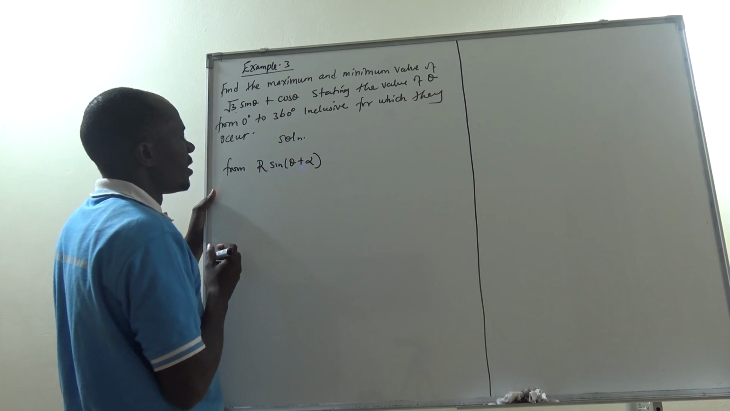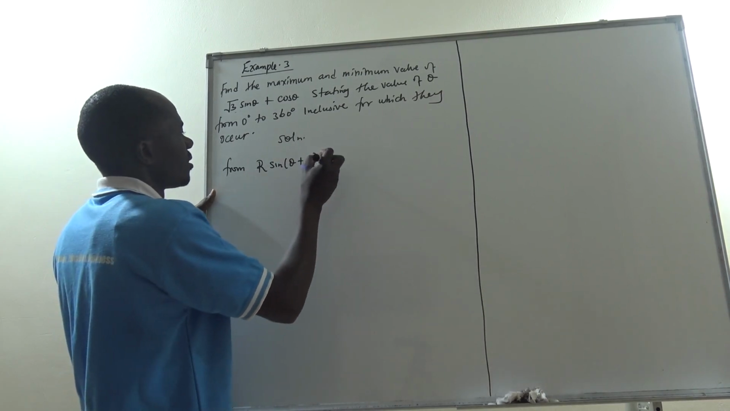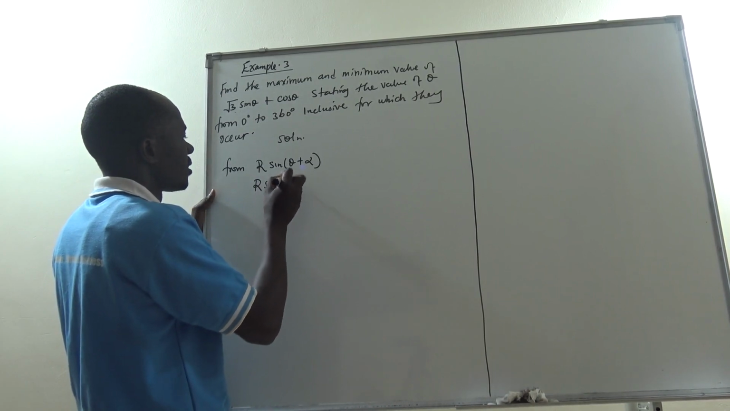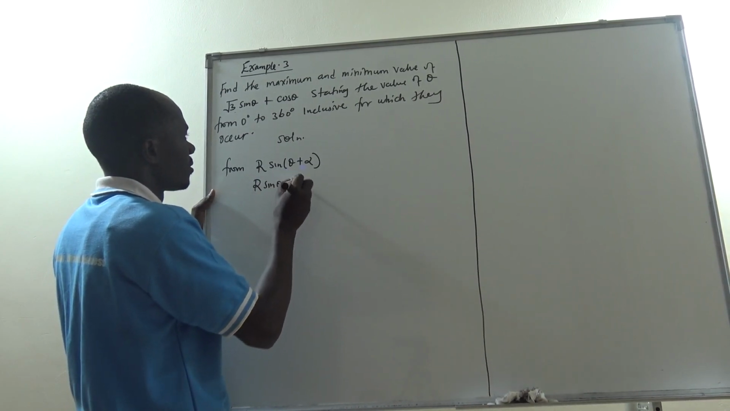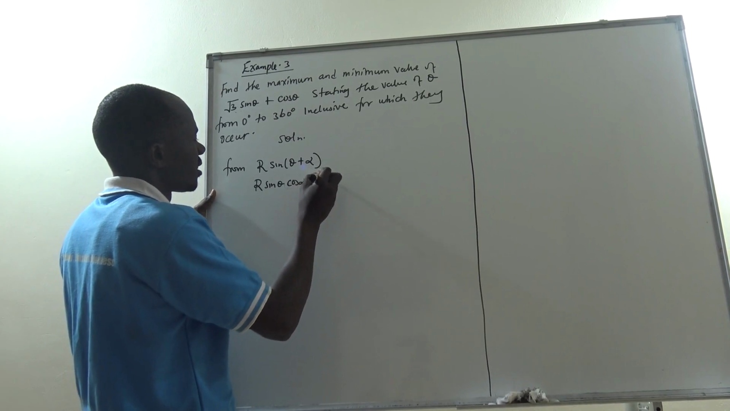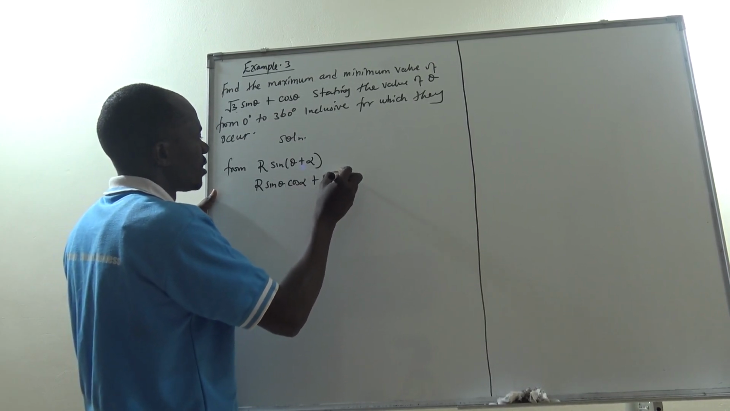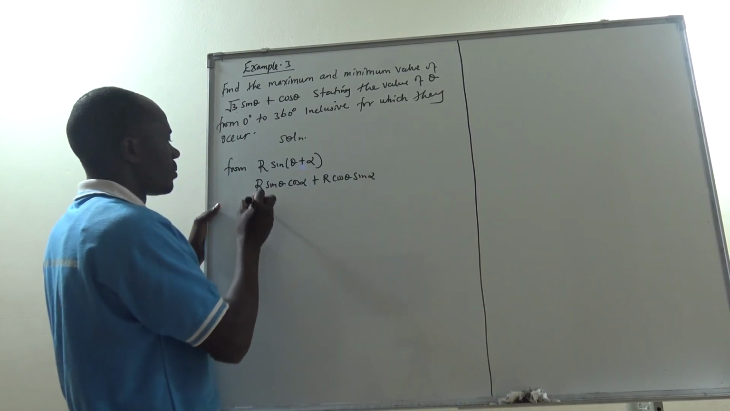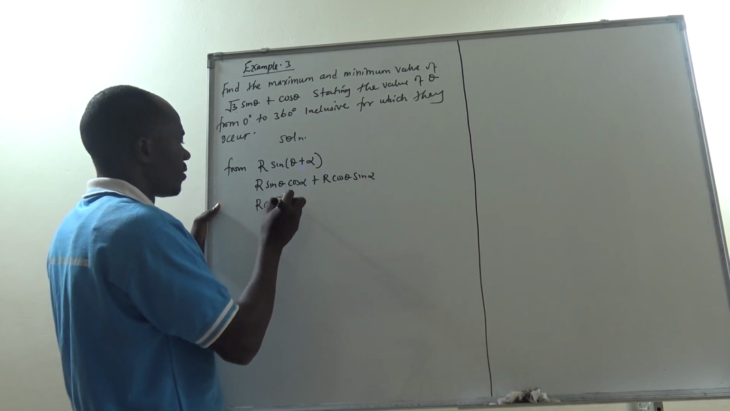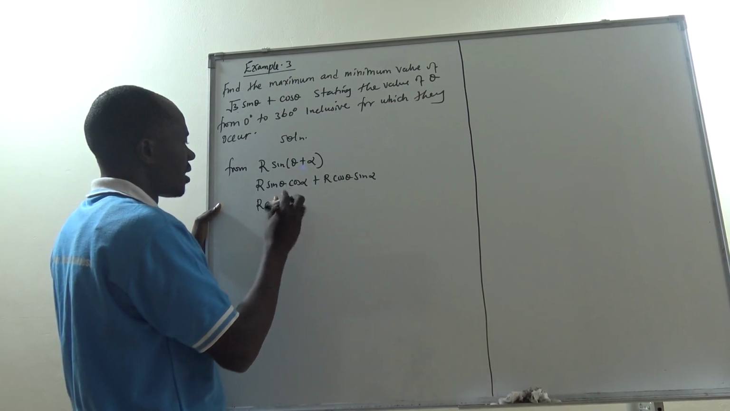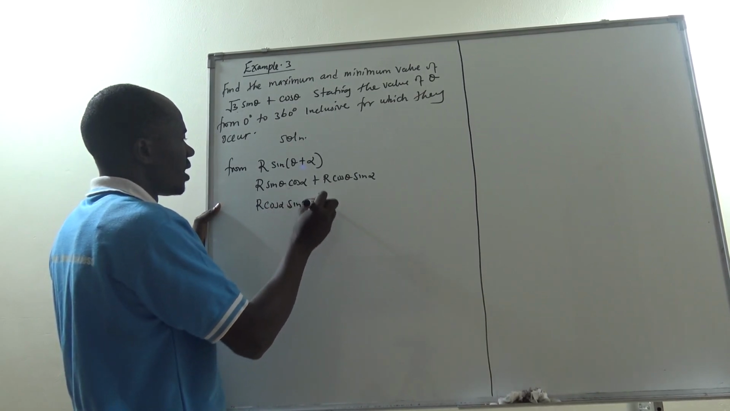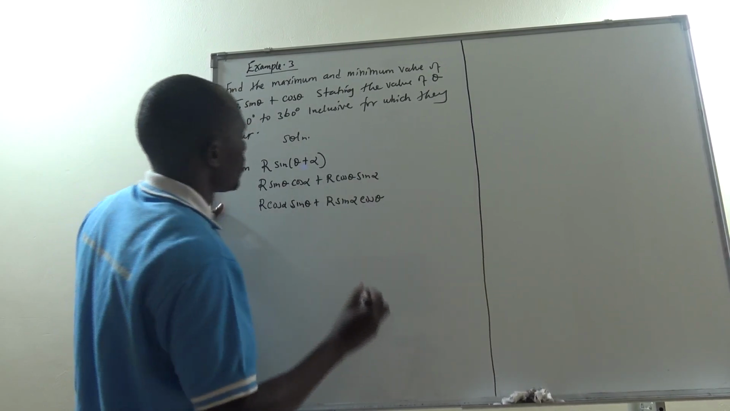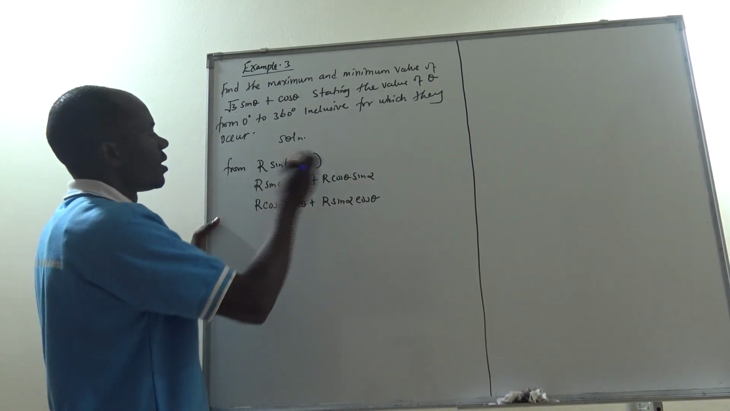So if we try to expand this, what is happening? It becomes R sin theta cos alpha plus R cos theta sin alpha. So when we try to arrange this, it becomes R cos alpha sin theta plus R sin alpha cos theta. So can we express this one in that form?